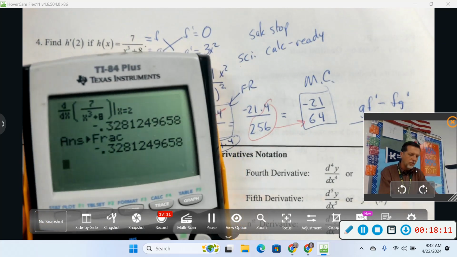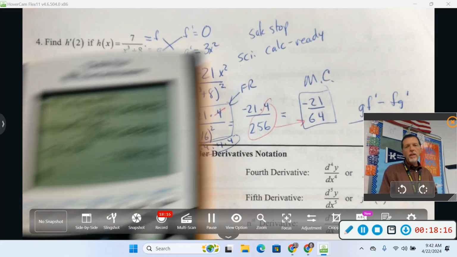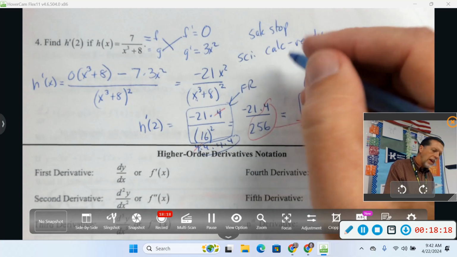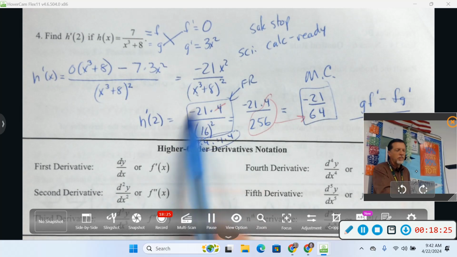Oh, it wouldn't change it for us, so we'll have to check it ourselves. There we go. So it has to be calculator ready, and it can't have any calculus in it. You have to be done with the calculus. But usually it's just an algebra expression.